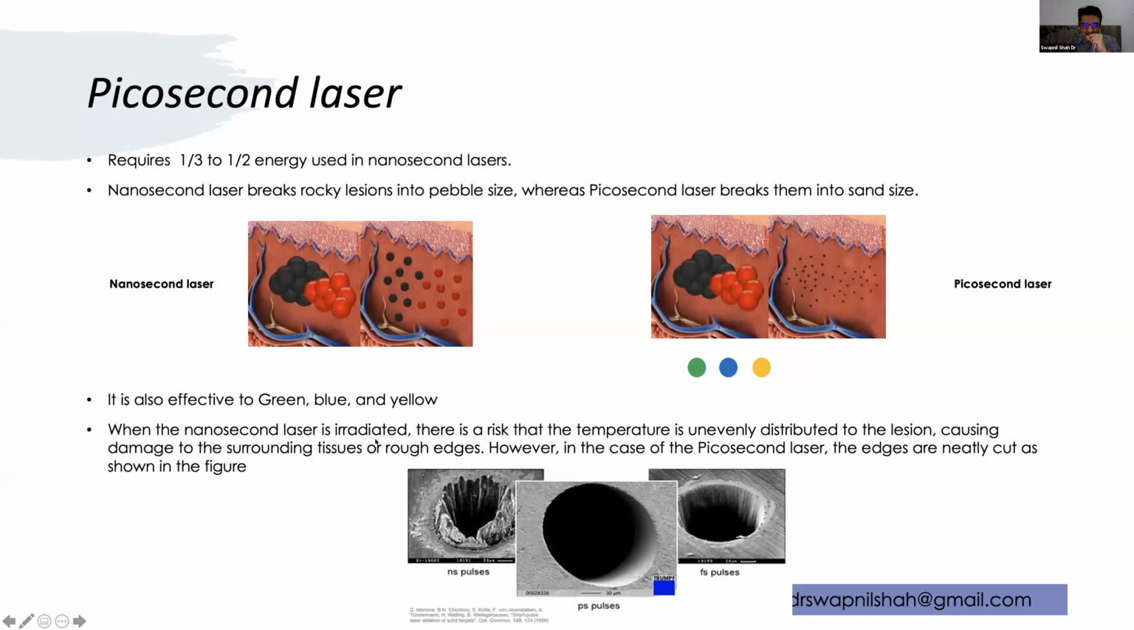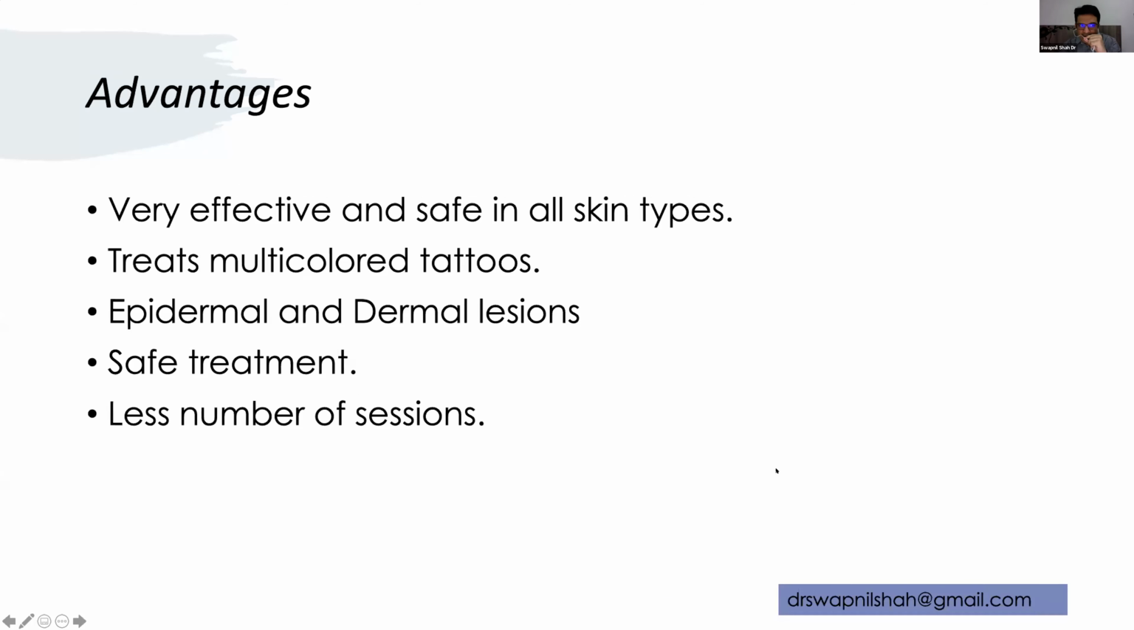When the nanosecond laser is irradiated, there is a risk that temperature is unevenly distributed, as shown in this figure. However, in the case of pico laser, the edges are neatly cut, as shown in the figure, if you see. And if you can use a femtosecond laser, it will be still very sharp, but unfortunately we do not have them clinically available yet. So what are the advantages of picosecond laser?